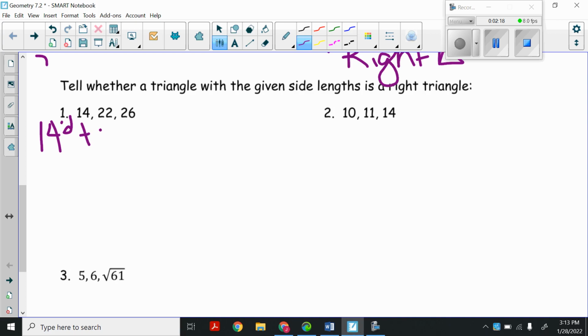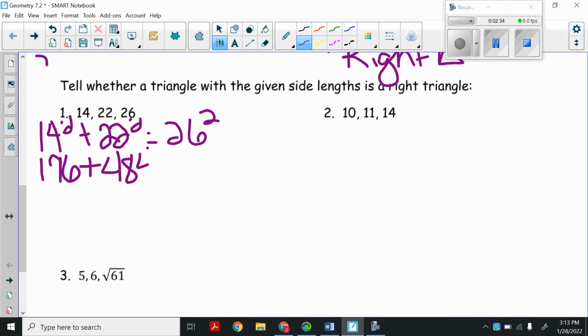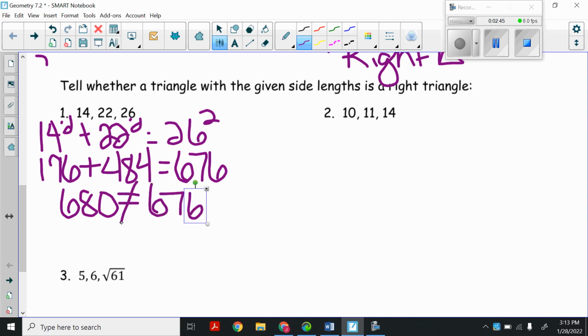So 14 squared plus 22 squared, does that equal 26 squared? And again, remember the hypotenuse would have to be the bigger side. So that's why I would set it equal to 26 squared. So 14 squared, 196. 22 squared, 484. 26 squared is 676. So add 196 and 484 together, I get 680. Is 680 equal to 676? No. Therefore, this one is not a right triangle.